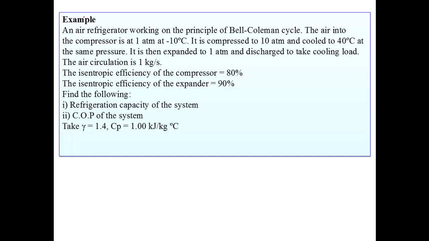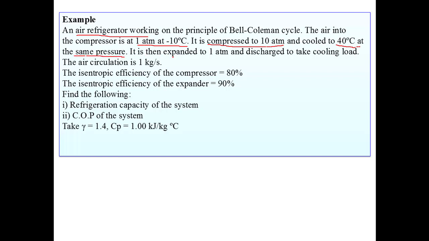Now finally, let's try to solve a numerical problem related to the reverse Brayton cycle or Bell-Coleman cycle. Consider an air refrigerator working on the principle of the Bell-Coleman cycle. The air enters the compressor at 1 atmosphere and at minus 10 degrees C, because at very high altitude we assume the temperature is very low, let's say minus 10 degrees C. In the compressor it is compressed to 10 atmospheres and then cooled to 40 degrees C at the same pressure in the heat exchanger.